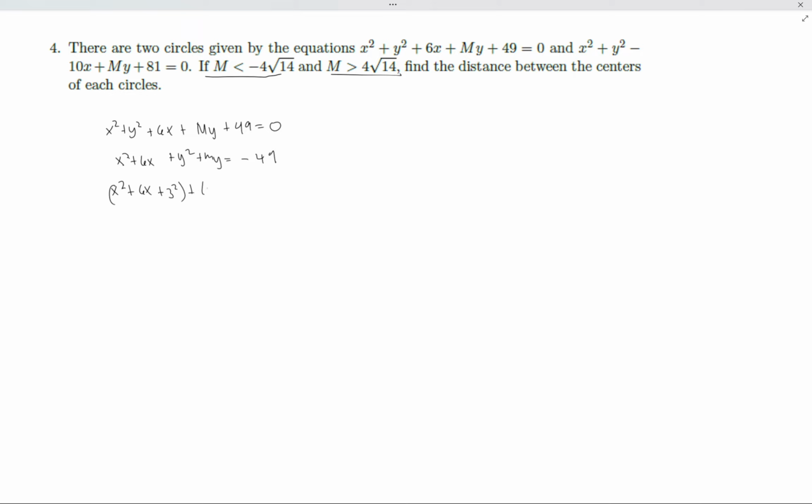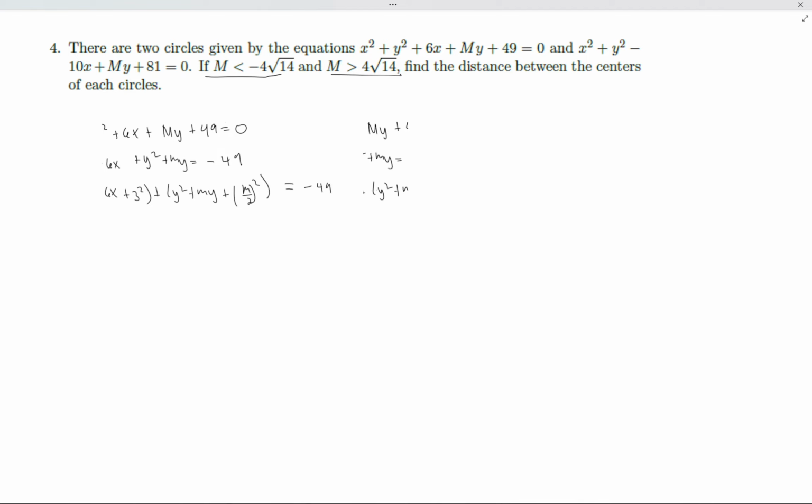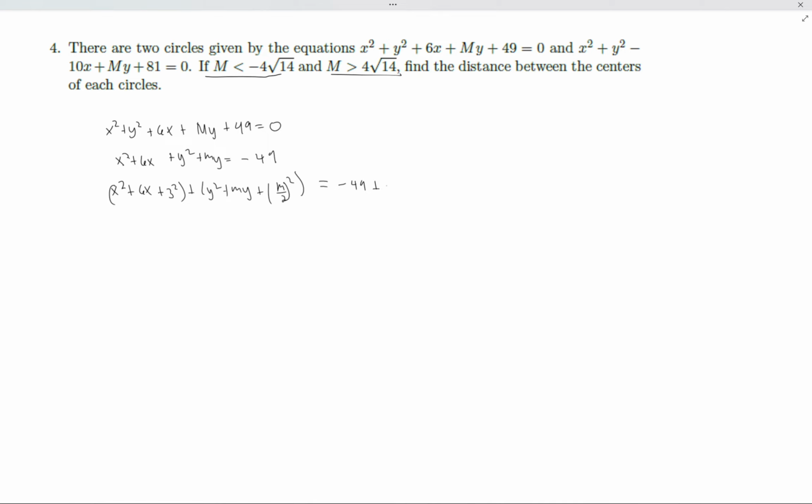And the other one, I have here y squared plus my. Since m is a variable, I have to divide it by 2 but keep its form. So this will become m over 2, and then square that one. That's what I will add, and I have here negative 49. And then I'll add the terms that I added on the other side. This will become 3 squared, so that is 9, and then plus m over 2 squared.